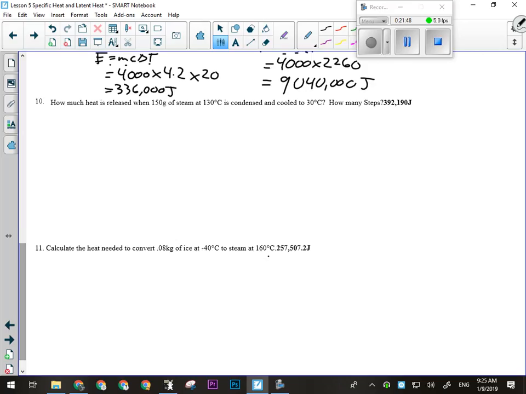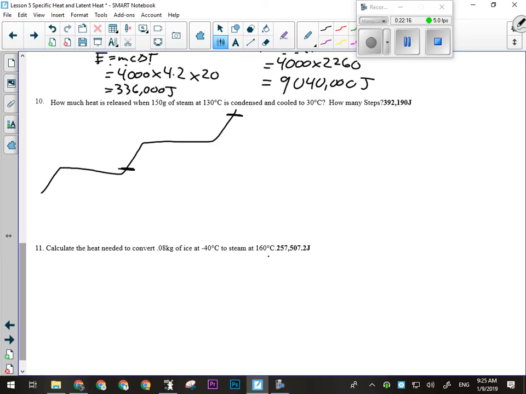All right, so in number 10, we're looking for how much heat is released. So this time we're actually cooling the stuff off and energy is being given off. It doesn't really change what we do. So we have 150 grams of steam at 130, and it's condensed, then cooled to 30 degrees Celsius. If I draw my heating curve of water again, I'm starting up here at 130, and I'm going down to here at 30 degrees. Everybody with me on that?